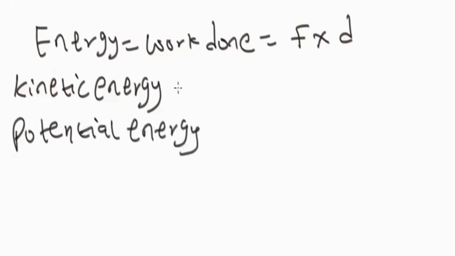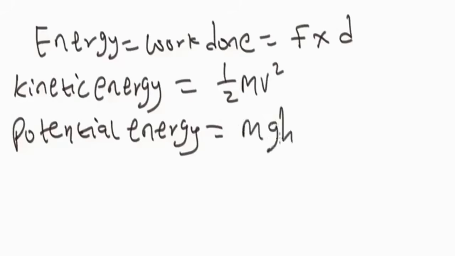Alright, so kinetic energy is the energy possessed by a body in motion and is calculated using half mv square, whereas potential energy is energy possessed by a body at rest, and is calculated using mgh. Now, the relationship between kinetic energy and potential energy: half mv square equals mgh. So this will cancel this.